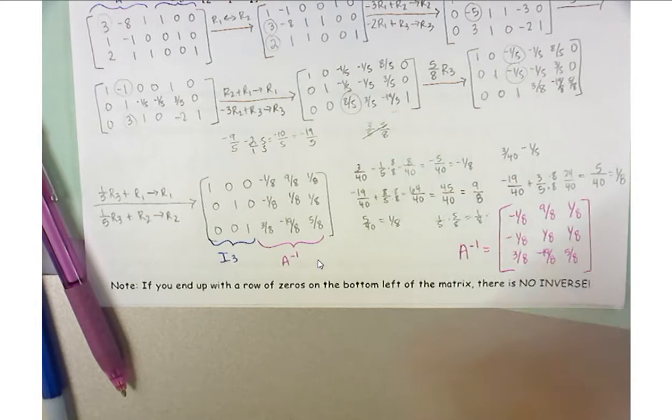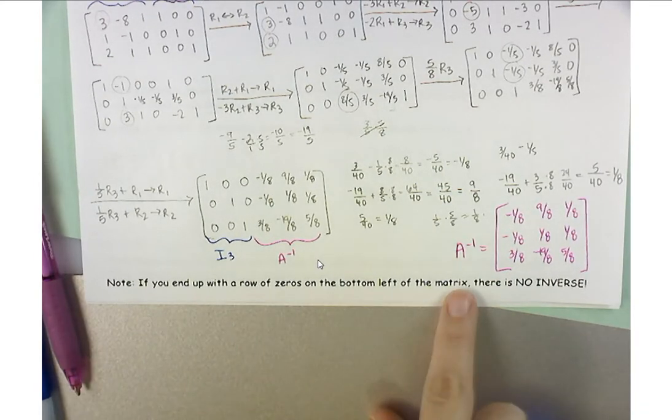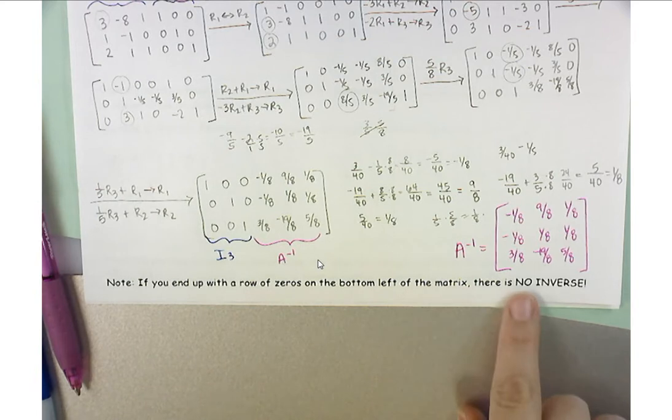Now I want you to recognize if you do end up with a row of zeros on the bottom left of the matrix, then there's going to be no inverse. So if you end up with all zeros on the bottom, that's okay. You would just know that there's no inverse.